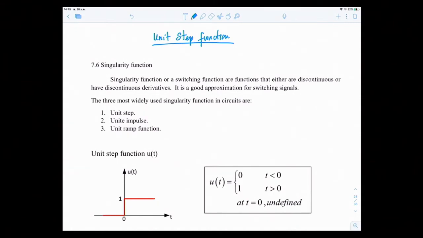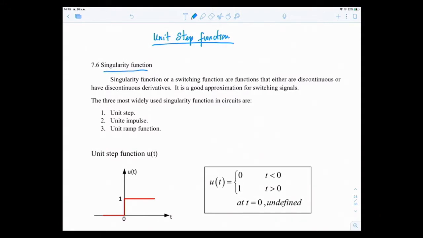Back again with me. This session will be a very short one on the unit step function. Okay, well, I'm going to define what it is. But the unit step function is actually under the topic of singularity functions.